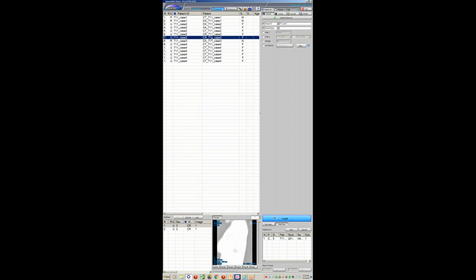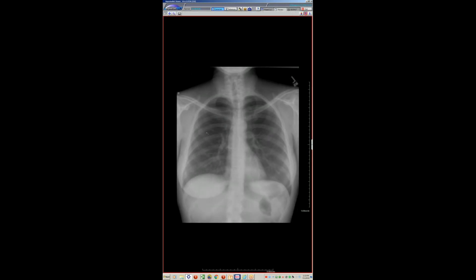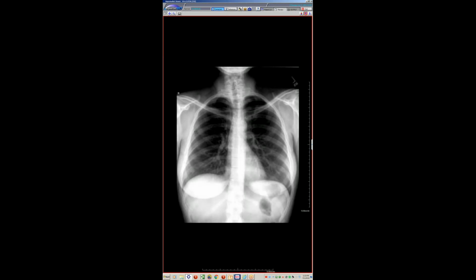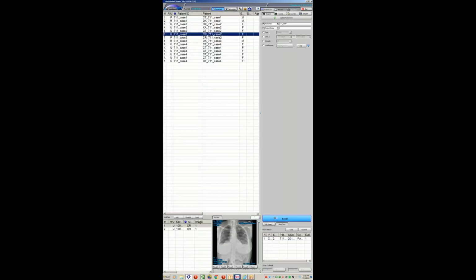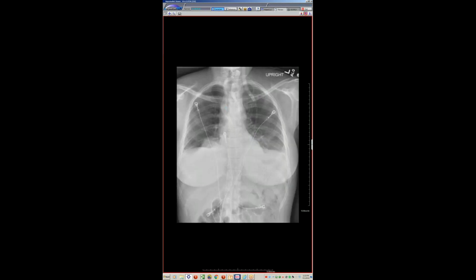This is a case of a young woman who unfortunately was diagnosed with thyroid cancer and has a pre-op normal chest x-ray, and then post-op develops these large pleural effusions.